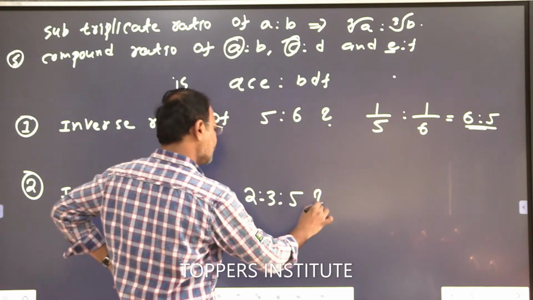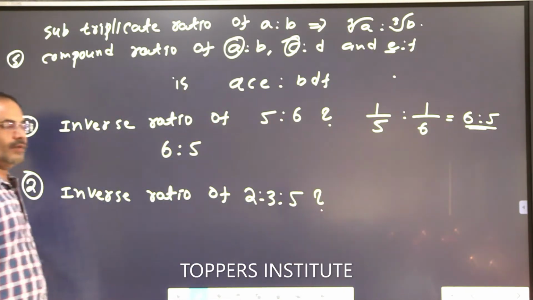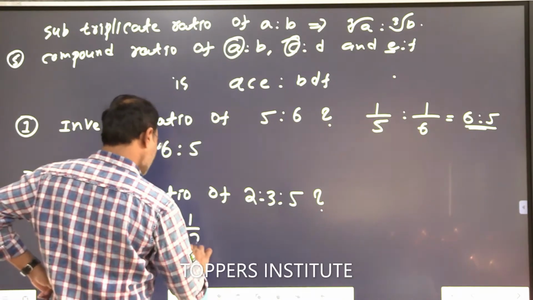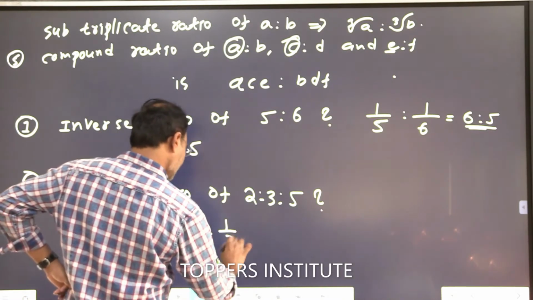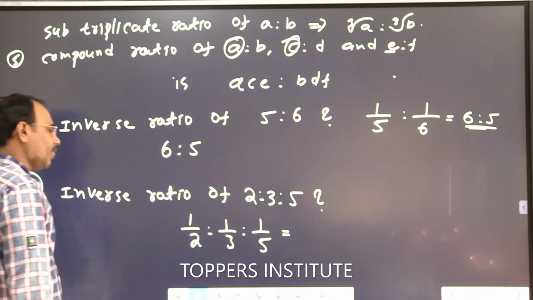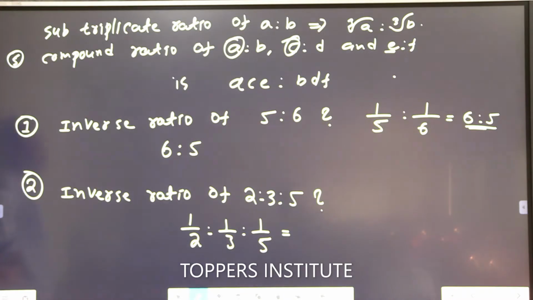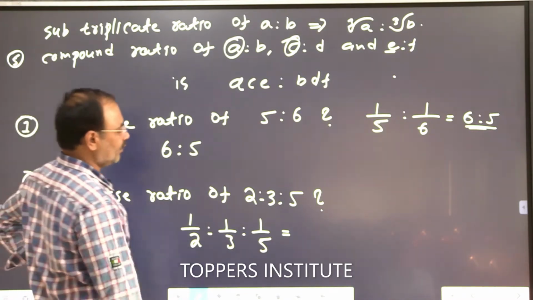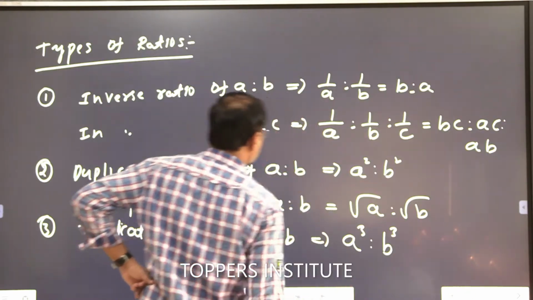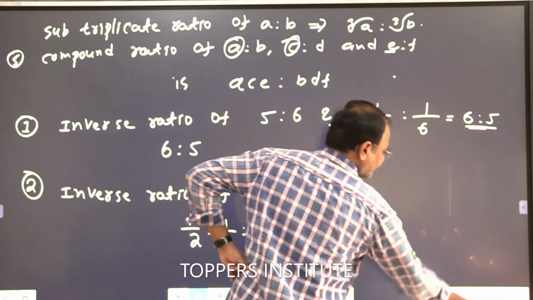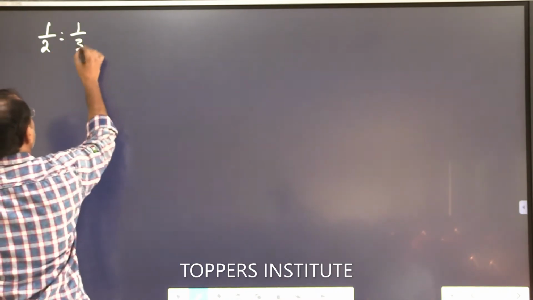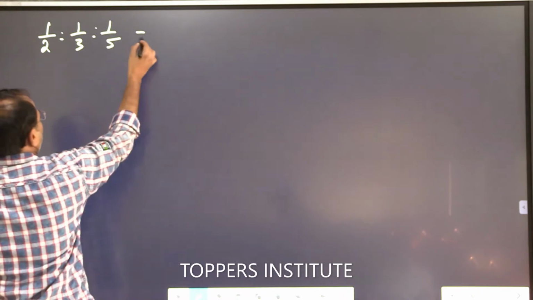Inverse ratio of 2:3:5. What is the inverse ratio of 2:3:5? Then what is the inverse of 2? 1/2. Inverse of 3? 1/3. Inverse of 5? 1/5. Then 1/2, 1/3, 1/5, simplify this.